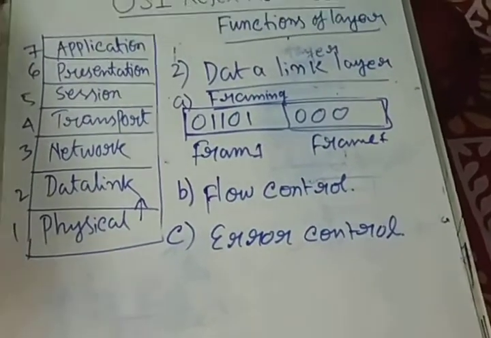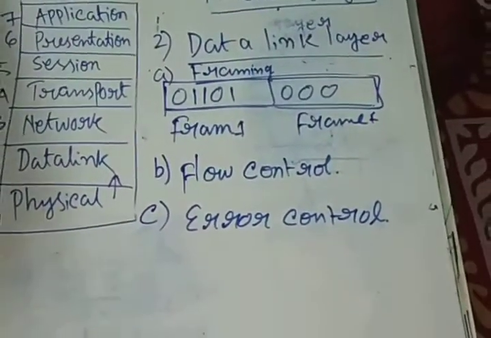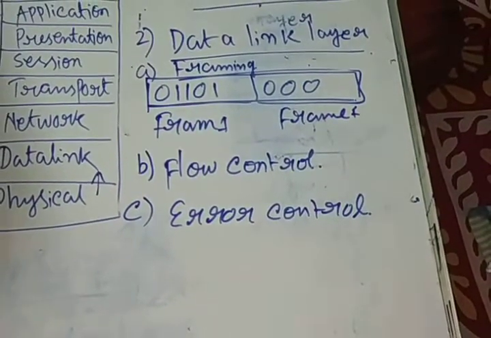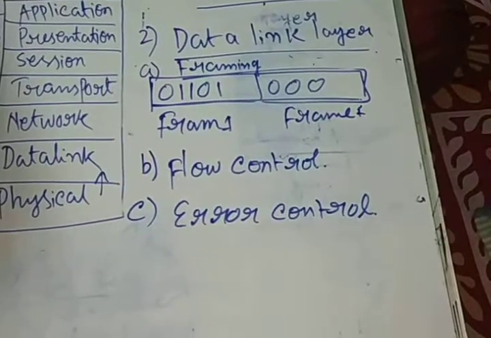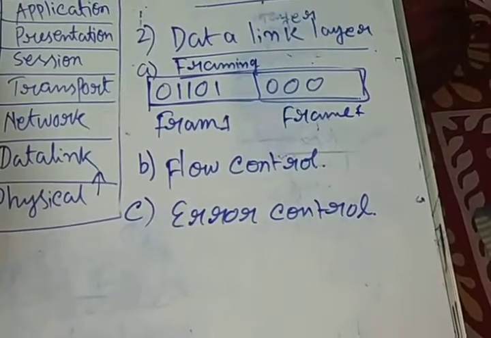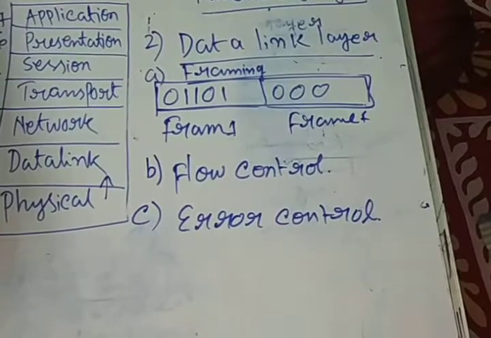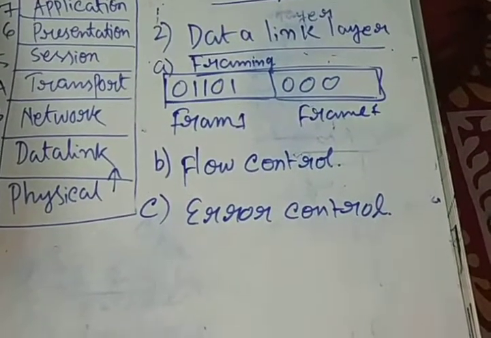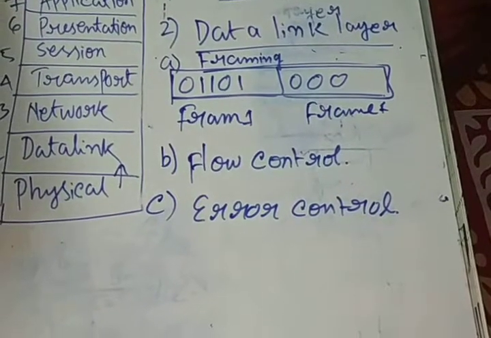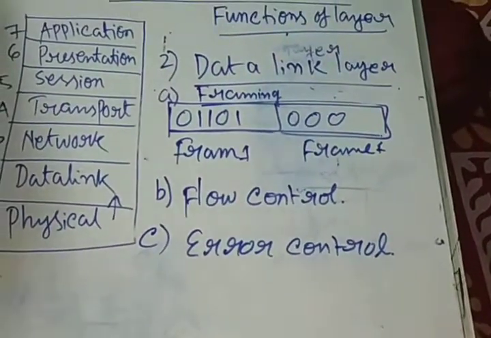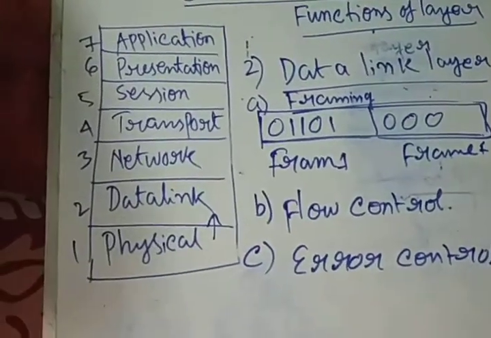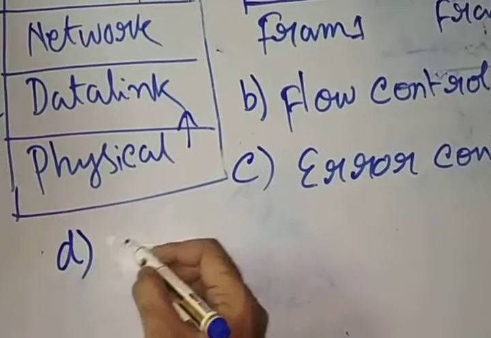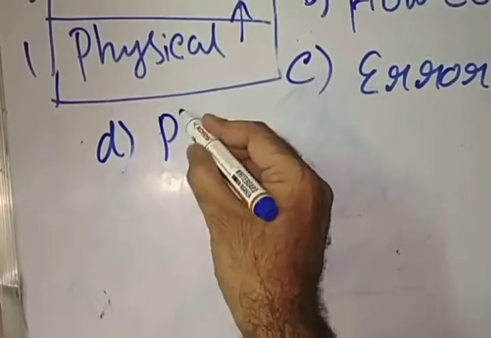Error control. Now what do you mean by error control? Suppose you are sending data and a bit has changed in due course of the journey. Error control means if any error occurs due to the journey, that error checking and correction is done by this data link layer. Now the fourth point is physical addressing.